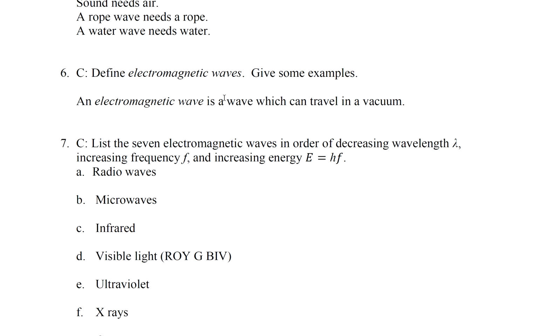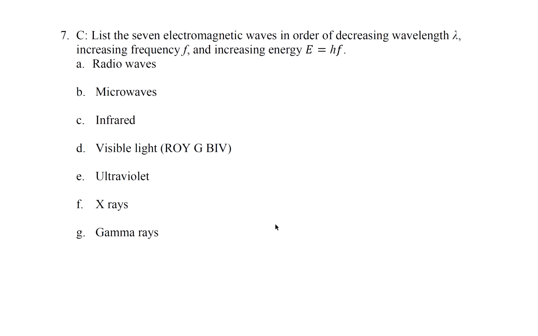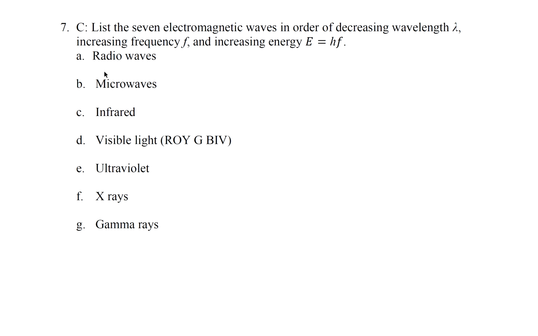No matter. Question 7. List the 7 electromagnetic waves in order of decreasing wavelength, increasing frequency, and increasing energy. So radio waves have the longest wavelength, the lowest frequency, and the lowest energy. And then microwaves, and then infrared, and then visible light, and then ultraviolet, and then X-rays, and finally gamma rays.